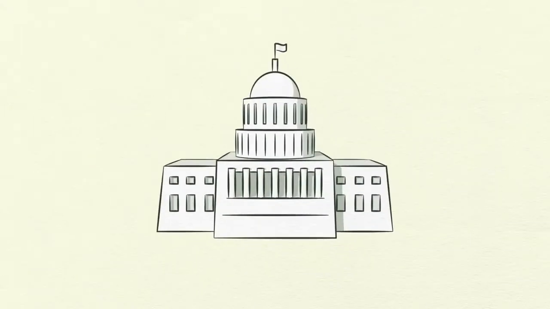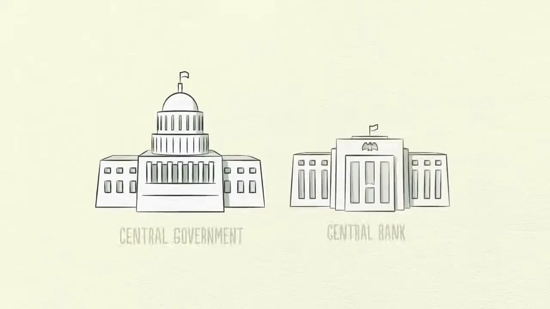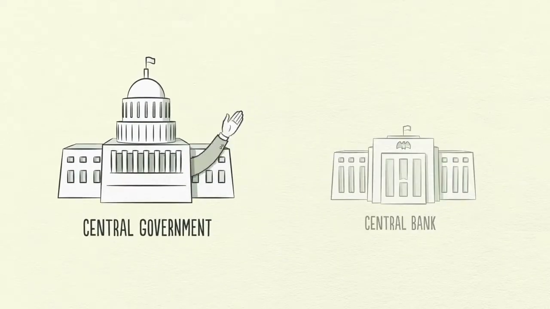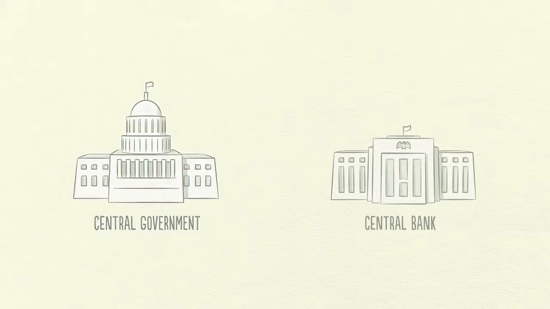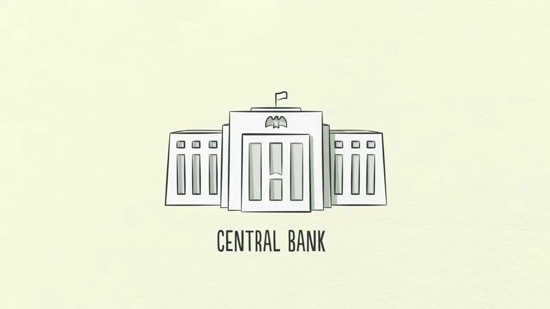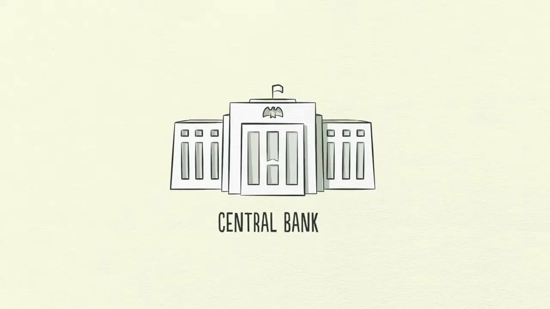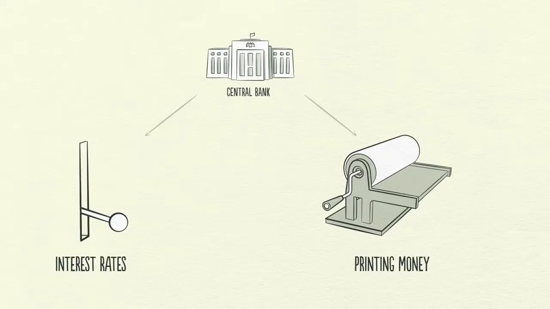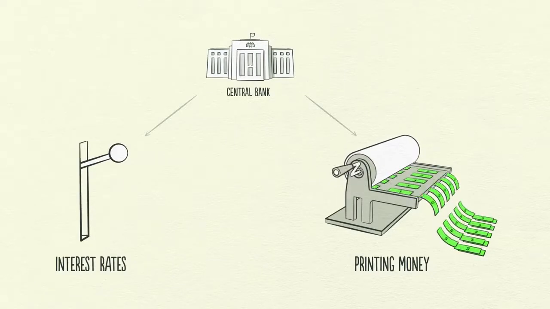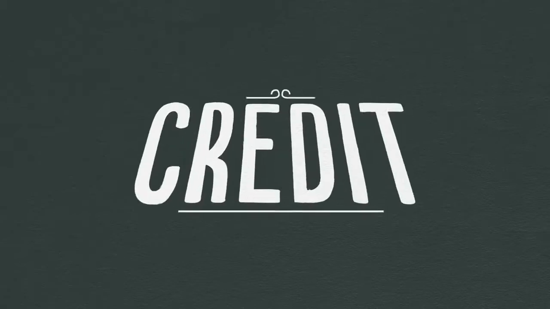The biggest buyer and seller is the government, which consists of two important parts: a central government that collects taxes and spends money, and a central bank, which is different from other buyers and sellers because it controls the amount of money and credit in the economy. It does this by influencing interest rates and printing new money. For these reasons, as we'll see, the central bank is an important player in the flow of credit.